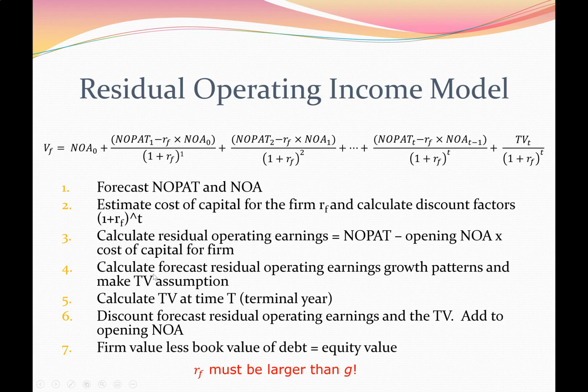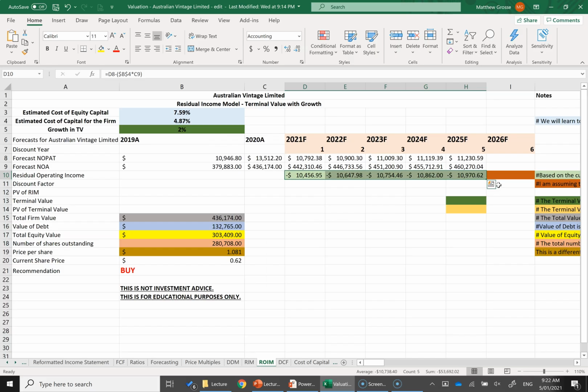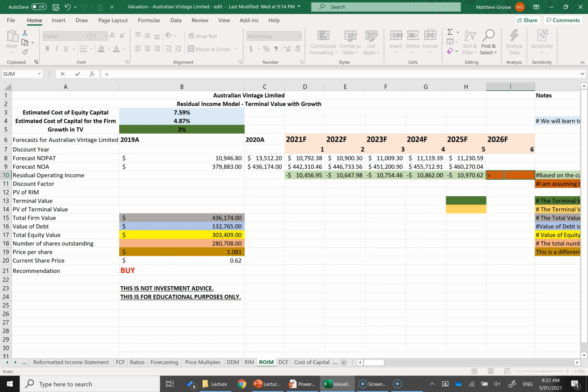Our next step, calculate forecast residual operating earnings growth patterns and make a terminal value assumption. And then step 5, calculate the terminal value at time t, the terminal year. So I've done 5 years of forecasting here. So what I want to do is calculate a terminal value. I'm going to forecast or calculate my year 6 residual operating income. And this is where you need to think about what is appropriate for your firm. I'm going to use 2% growth in residual operating income. So I'm going to take my year 5 residual operating income and multiply by 1 plus 2% to get this residual operating income.